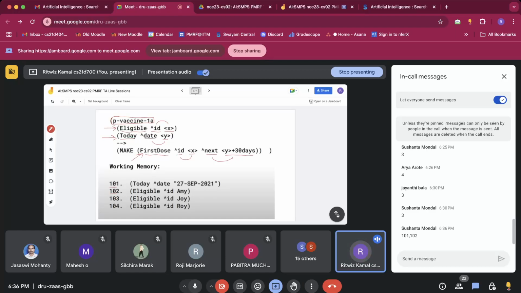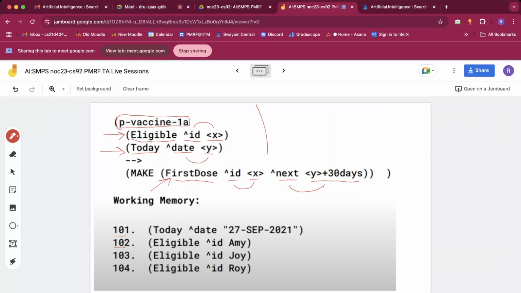That's right. So 101 and 102 could be one combination of working memory elements that could be used with this given rule P vaccine 1A. Can any other combination of the working memory elements also be used? That's right. So 101 combined with 102 can be used, 101 and 103 can be used, and 101 and 104 can also be used, right? So we will have three different elements in our conflict set.